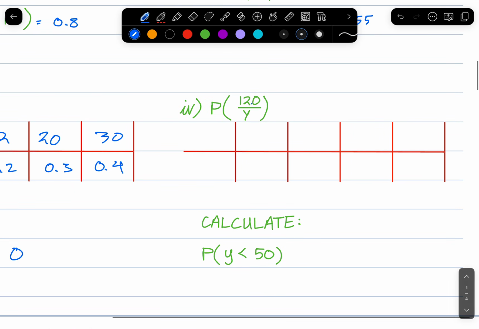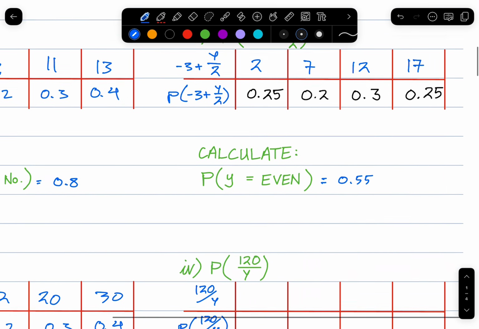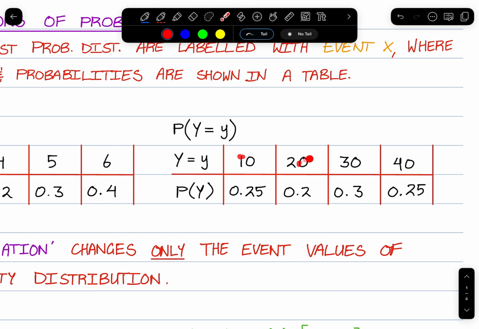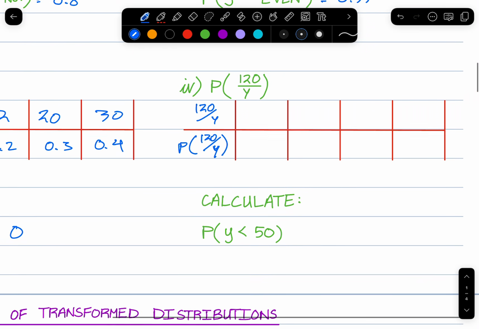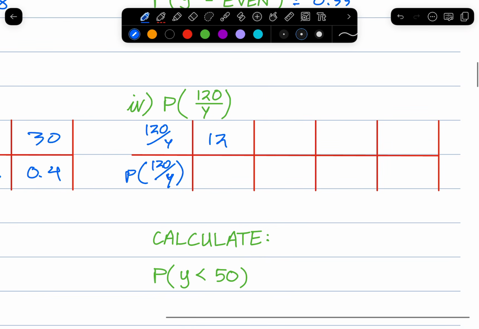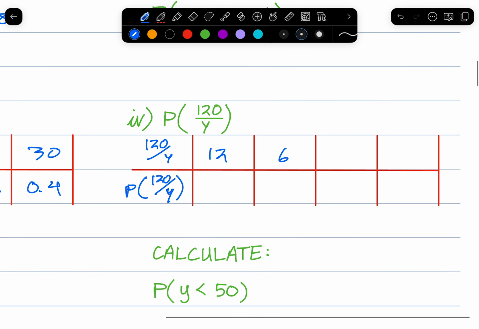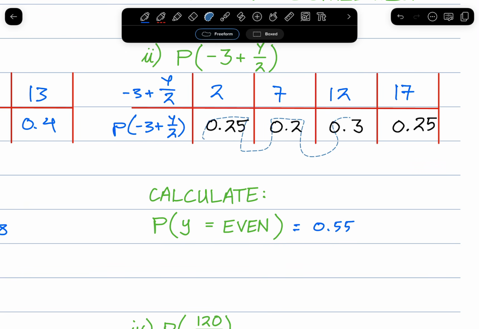And this one again, 120 divided by Y. The probability of this. 120 divided by, so 10, 20, 30, 40. Okay, 120 divided by 10 is going to be 12. 120 divided by 20 is 6. 120 divided by 30 is 4. 120 divided by 40 is 3. And again, these probabilities will remain the same.